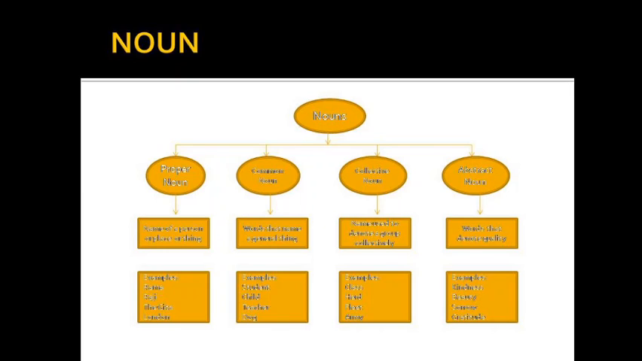And finally, we have the abstract noun that speaks about the quality, or in other words, we can say like this: the nouns whose quality can be felt but which we cannot see, like gratitude, beautiful, kindness, anger, sorrow. All these words are abstract nouns.